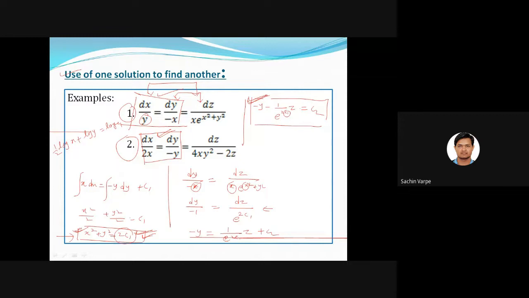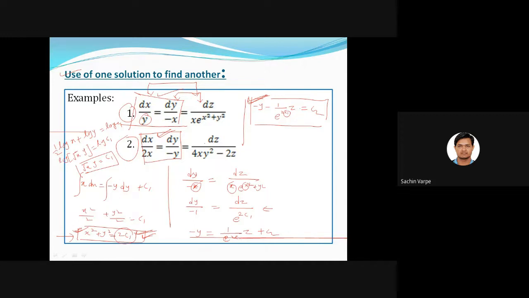And this is nothing but, using the log property, log of root x, because x raised to half, plus log y. Using the log property, log a plus log b will be log ab. So that is log of root x into y is equal to log c1, and then by taking exponentials on both sides, what I'll get? Root x into y is equal to c1. That is your first solution, right?